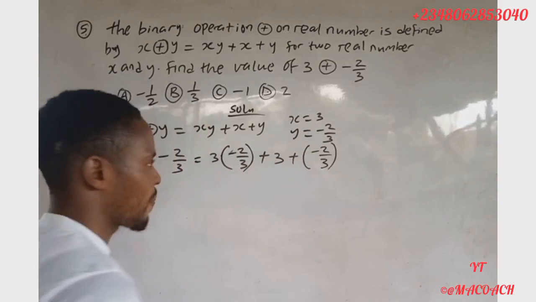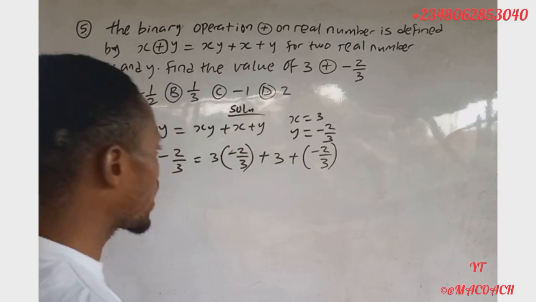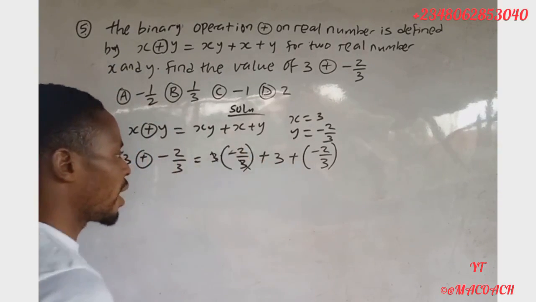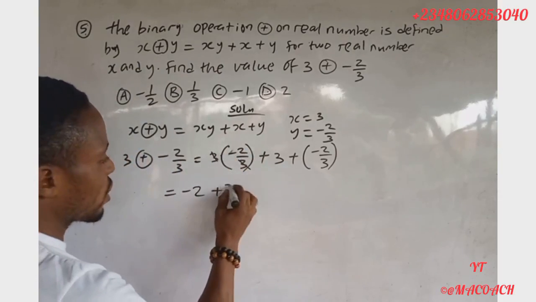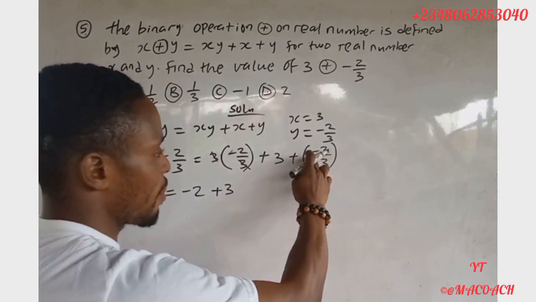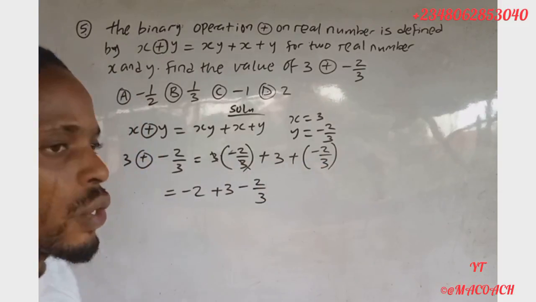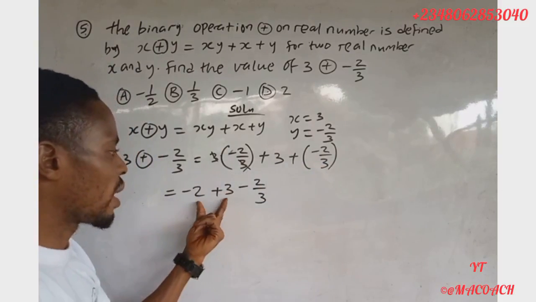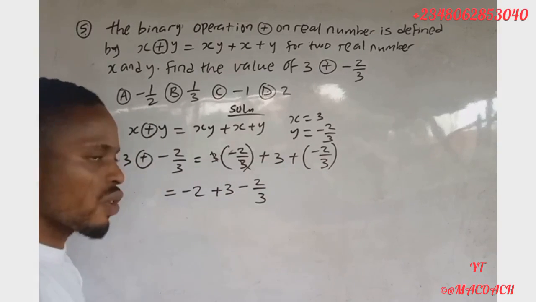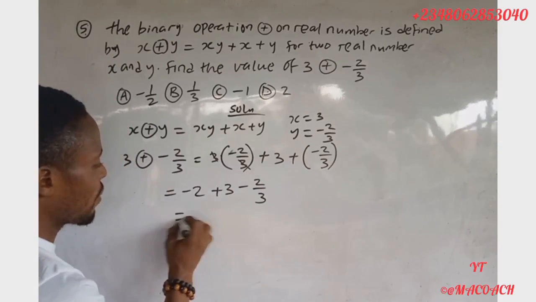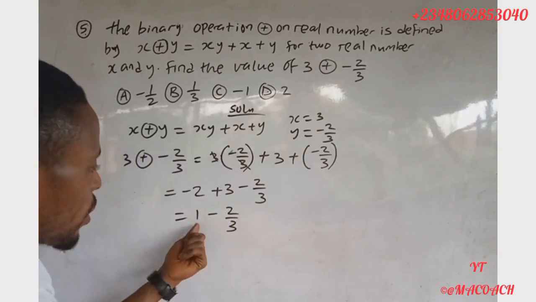So let's open the bracket here. You can easily say that our 3 here cancels this 3 here, and remains minus 2. So now we have our minus 2 here, plus 3. Then minus times plus here gives minus 2 over 3. The next step is to add these together. When you add them together, minus 2 plus 3 gives 1. So now we have 1 minus 2 over 3.